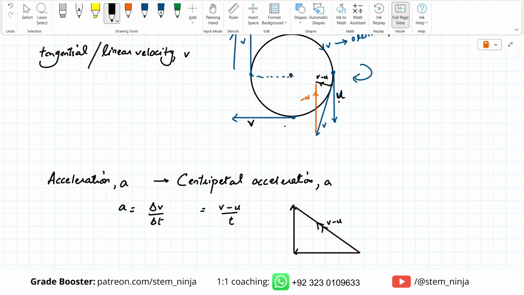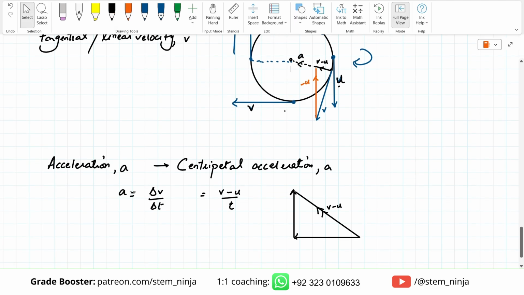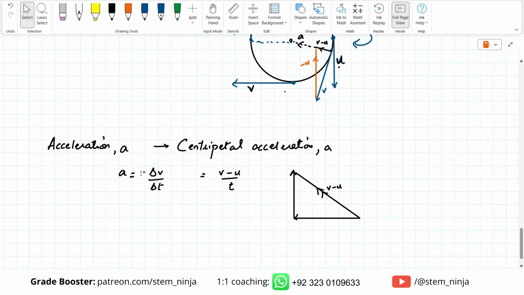This is not a coincidence. It's actually directed towards the center of the circle. So this is the direction of acceleration, because this is the direction of change in the velocity vector also. This is the definition of centripetal acceleration, and this is the definition of circular motion also: that acceleration is perpendicular to the velocity of an object.